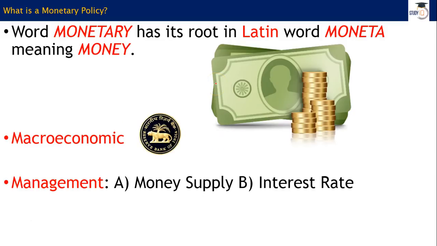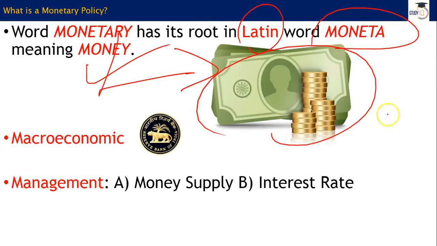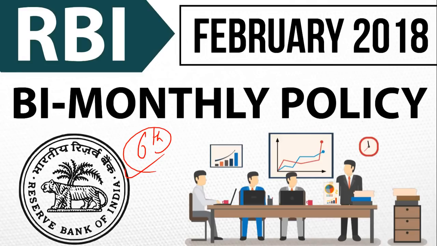Now let's understand what a monetary policy is. Once we understand what monetary is all about, things will become a bit easier. Monetary has its root in the Latin word moneta, and moneta stands for money. So basically, monetary policy is all about money. When I say money, I'm sure one thing that pops up in your mind is RBI. RBI is the apex bank of our country. It is the top bank, and RBI is the one who comes out with this monetary policy. That is the reason you have this title as well, RBI's monetary policy.